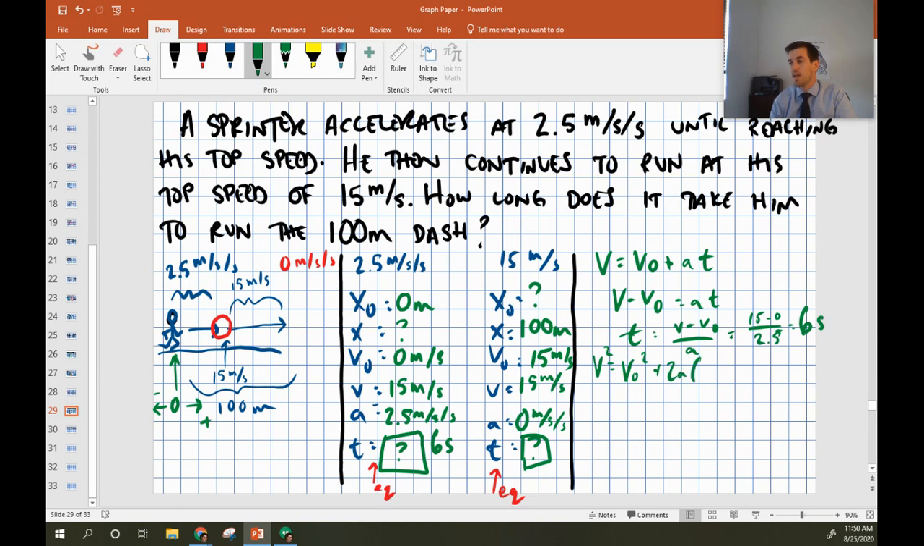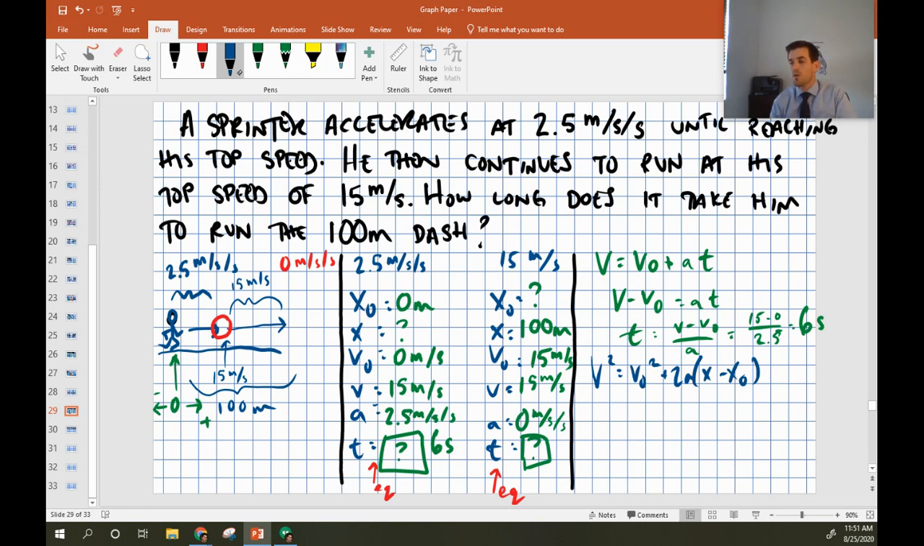Plus 2a, x minus x naught. Actually, no, sorry guys, I'm going to do this in a new color just so it stands out a little bit better. It gets less chaotic. So v squared equals v naught squared plus 2a delta x. Oops, let's not do delta x. That's not how it looks on the formula sheet. It looks like this, x minus x naught.